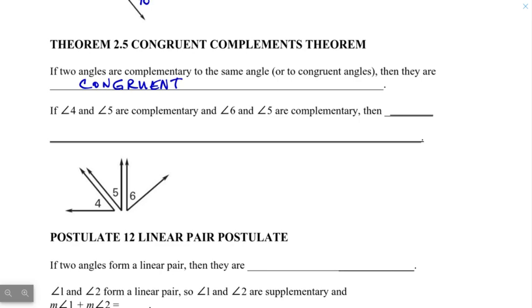And we'll take a look at a visual here as well. So if angle 4 and angle 5 are complementary, so if those two angles add to 90 degrees, and we know that angle 5 and angle 6 also add to 90 degrees, they're also complementary, then we can conclude that angle 4 must be congruent to angle 6. And really that's because they're both complementary with angle 5, so they have to be equal to each other.